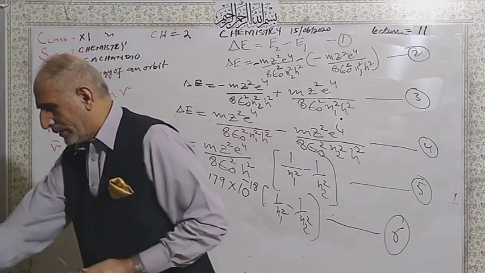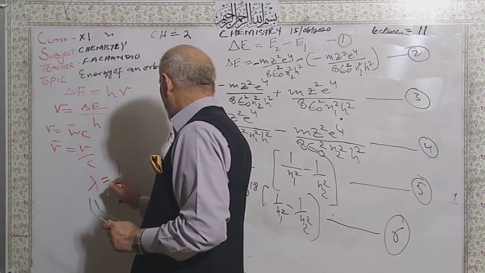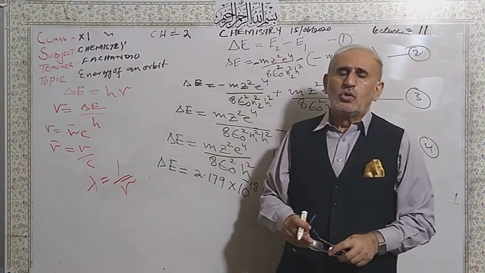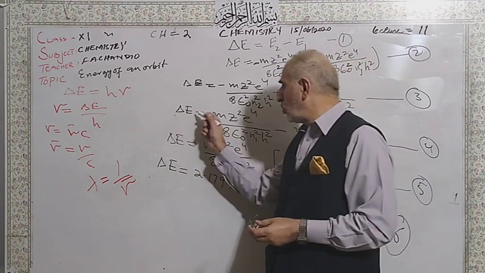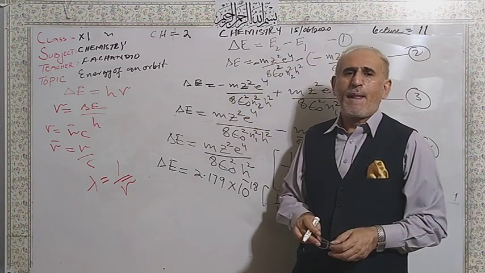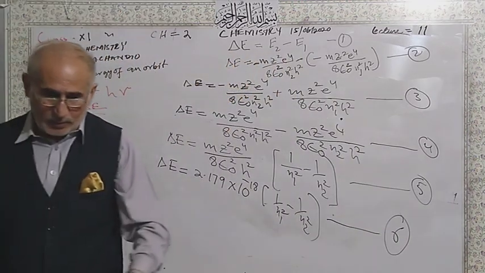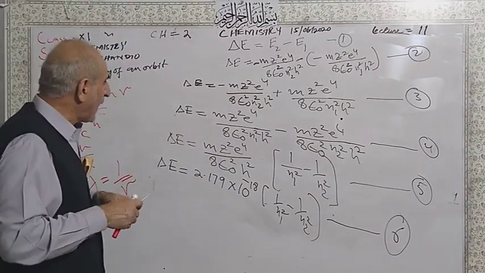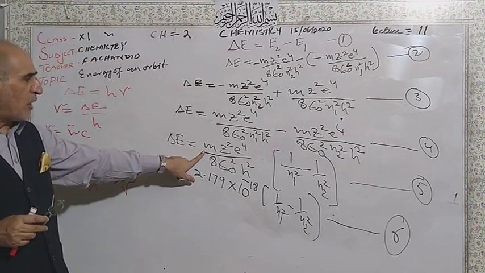Wavelength lambda is 1 over wave number. So these parameters can be calculated if you know the value of delta E. But you can calculate the wave number directly if you start from here.